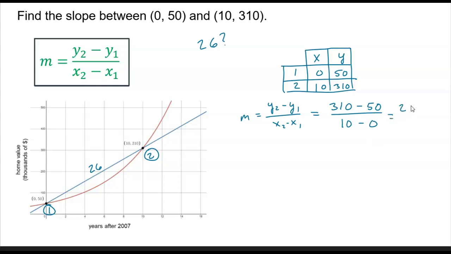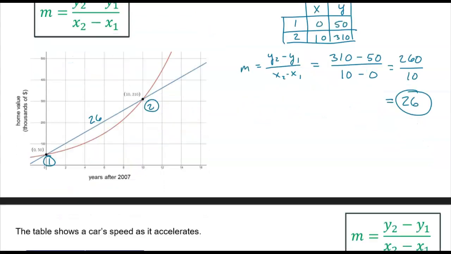310 minus 50 is 260. 10 minus 0 is 10. And overall, we do get 26. It matched. That is excellent news. So let's look at a couple more examples of how to calculate slope between 2 points.